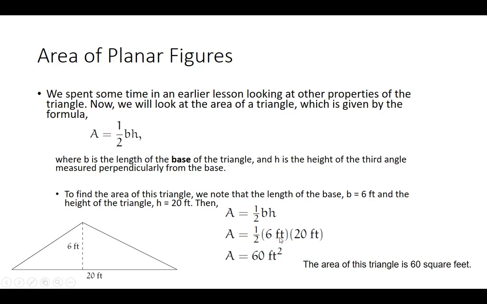Multiply those together to get 120. Multiply that by 1/2 to get 60. Feet times feet gives us square feet. So the area of this triangle is 60 square feet.